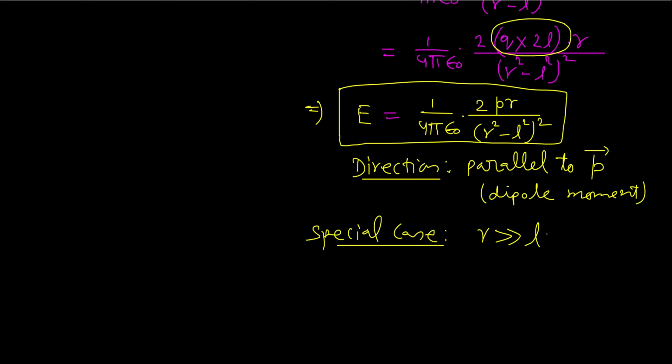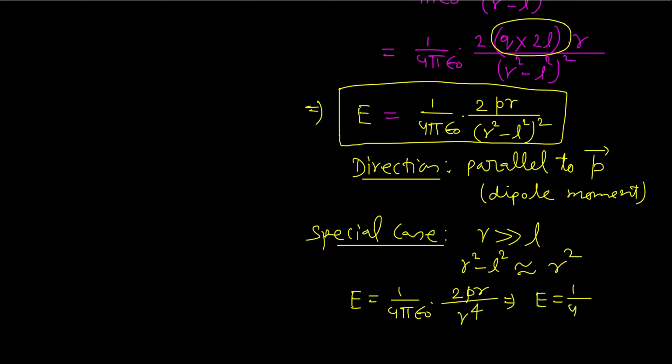If r is much greater than l, then r square minus l square will almost be equal to r square, because l square is so small as compared to r that it can be neglected. So now electric field E will become 1 upon 4 pi epsilon naught, and it will be 2 p r divided by, l square has been neglected, so it is r square whole square, then again r to the power 4 it will become, and if you cancel one r in numerator and denominator, what you will get? You will get 1 upon 4 pi epsilon naught 2p divided by r cube.